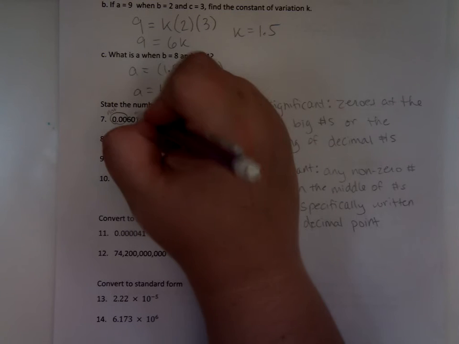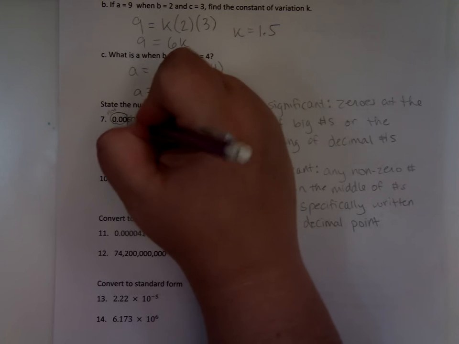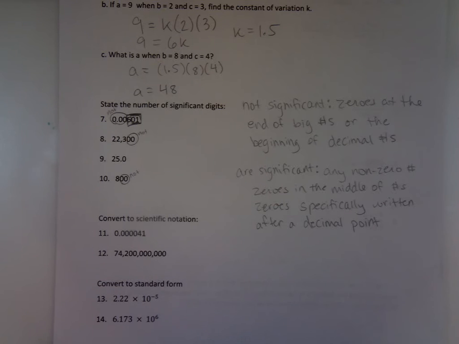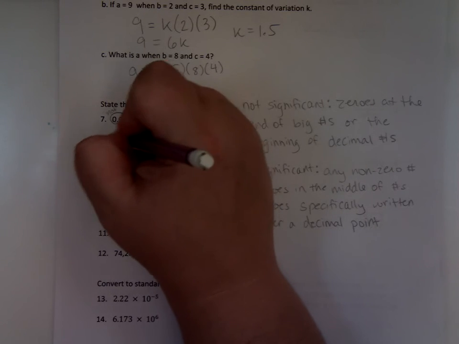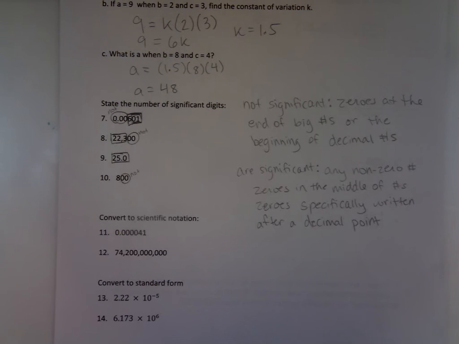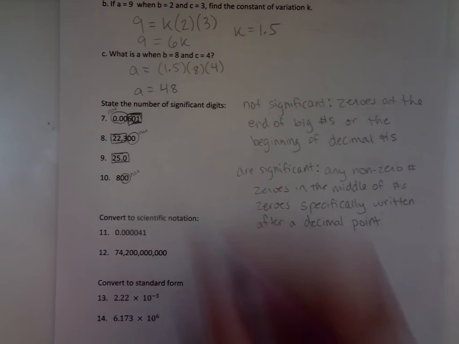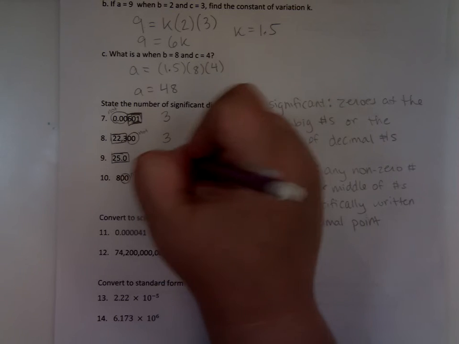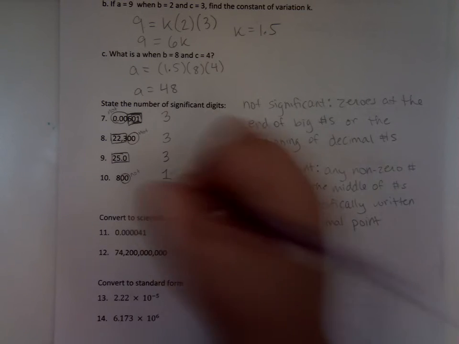Okay, so I'm going to put a box around the ones that are significant. Sorry. So this whole thing, 601. So those are all significant. The 2, 2, 3 are all significant. This 0 is specifically after a decimal point. It was written there on purpose because somebody measured it to that degree of precision. So they wanted you to know that I measured it with a precision of 1/10 of a unit. So that is significant. So if we look, this has 3 significant digits, this has 3 significant digits, this has 3 significant digits, and this one has 1.